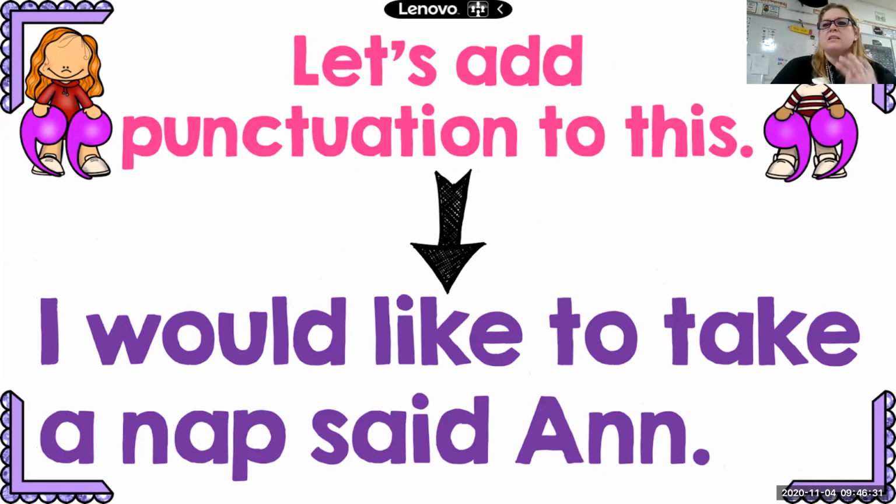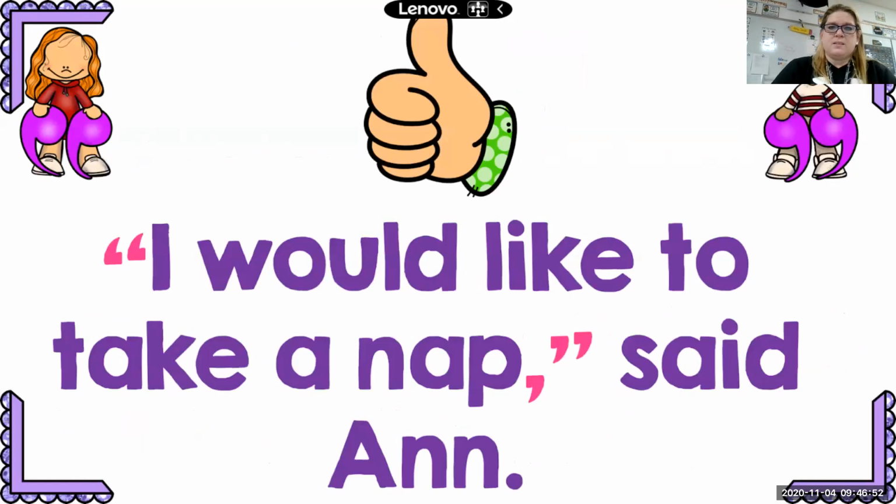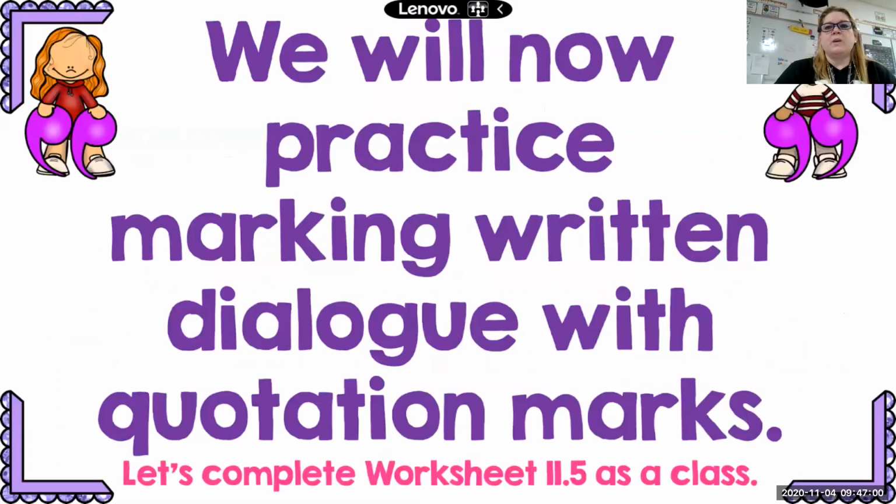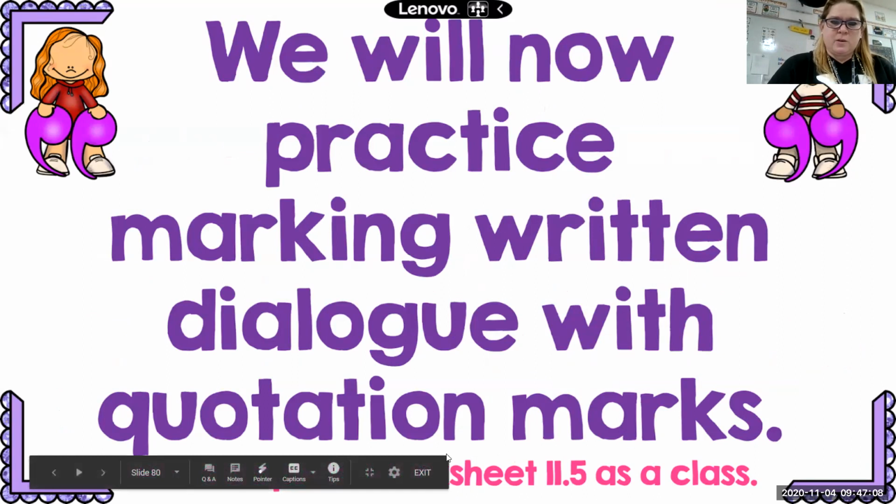So the quotation marks need to go around exactly what Anne said, but there's something missing. Anne made a complete sentence. So what needs to go at the end of Anne's sentence? She needs to have punctuation, either a period, a comma, or question mark, or an exclamation point. So, I would like to take a nap, said Anne. All right, so we will now practice marking a written dialogue with quotations. So let's look at the worksheet again. Let's go back to that worksheet.